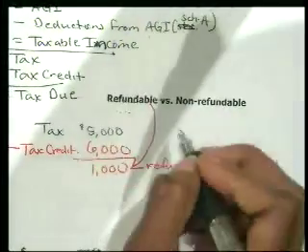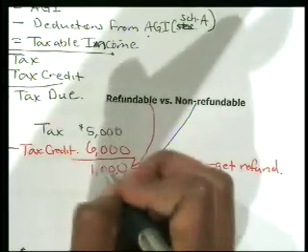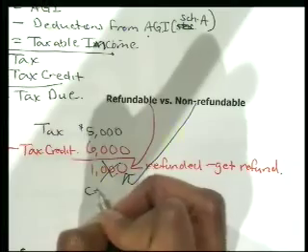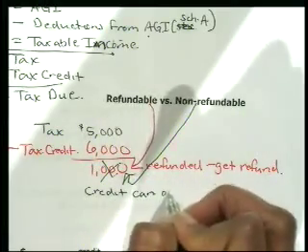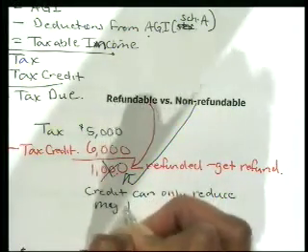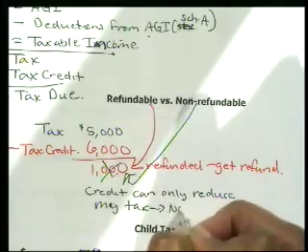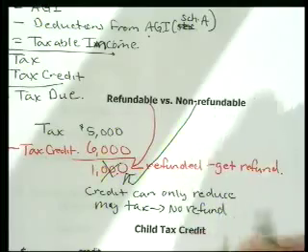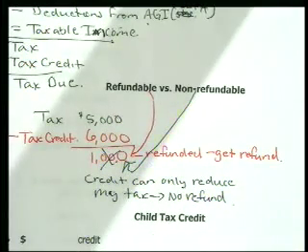If it is a non-refundable credit, then my credit can only reduce my tax. No refund. So I would not get that extra $1,000. In that instance, it can only reduce my taxes to 0, and I can't get the difference back. So we have refundable and non-refundable credits. The majority of our credits are going to be non-refundable.